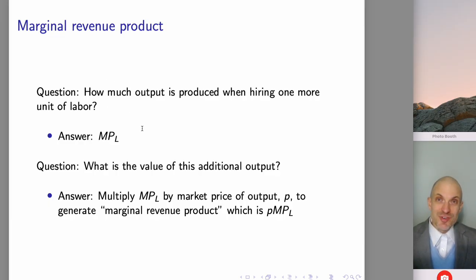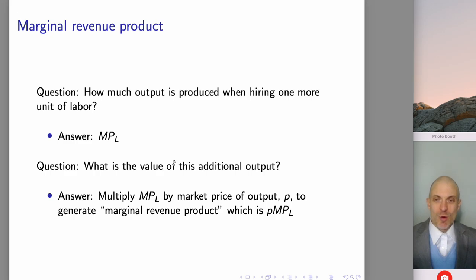What's the value of the additional output? That's a different question. Now we have to multiply that additional output, that marginal product, by the price of that good in whatever is the final goods market. So if I'm making pretzels, my marginal product of the first worker that I hire might be 2 batches of pretzels. Maybe each batch is like a dozen. Maybe the market price of each dozen is something like $20.